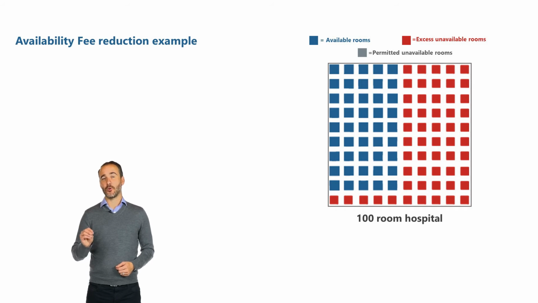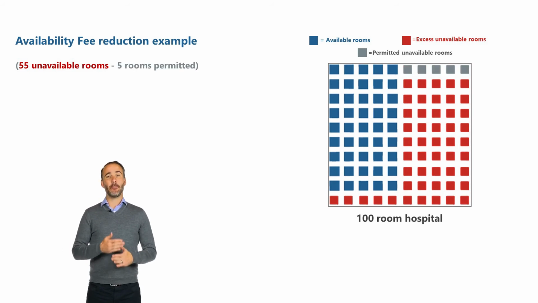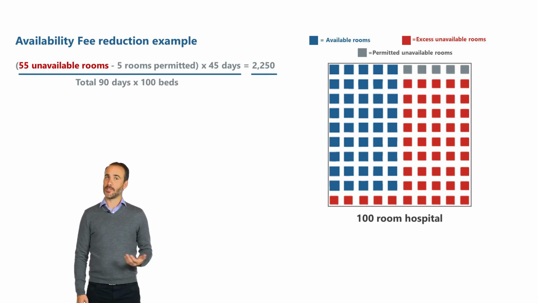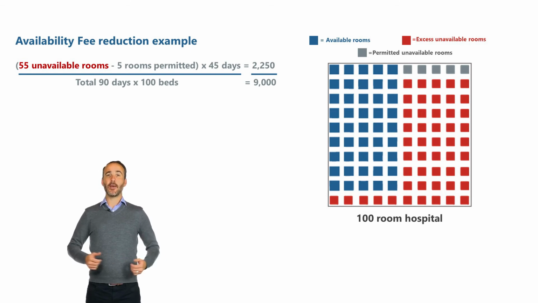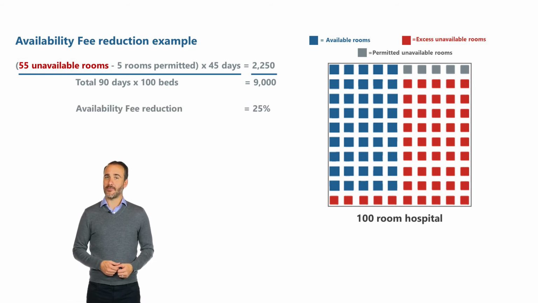We would take 55 rooms unavailable minus the 5 rooms that were permitted to be unavailable and multiply that by 45 days. And that equals a shortfall of 2,250 room days, which we'll use here as the numerator. We divide the shortfall by 90 days multiplied by 100 beds, which equals 9,000, and that is the maximum potential room days as the denominator. Multiply this fraction by the base case availability fee, and our project company will be hit with a 25% reduction in its revenue. It seems only fair if half of our rooms are out of commission for half of the period. We would expect to lose 25% of the service fee.